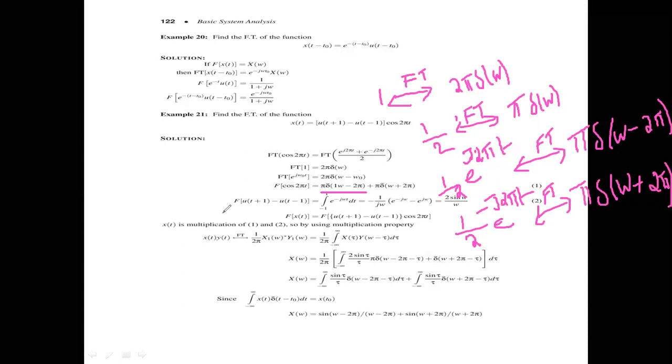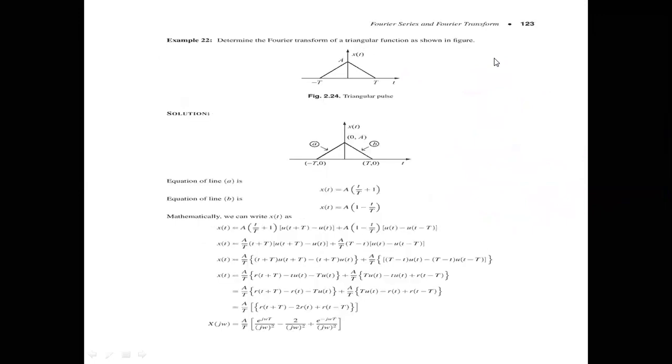The Fourier transformation of μ(t + 1) − μ(t − 1), and the Fourier transformation of the cosine function, we got πδ(ω − 2π) and πδ(ω + 2π). Multiply these two, the Fourier transformation of this one using the modulation property. We already saw this in the last class, that is in Saturday's class, my dear students. It's a very good example.